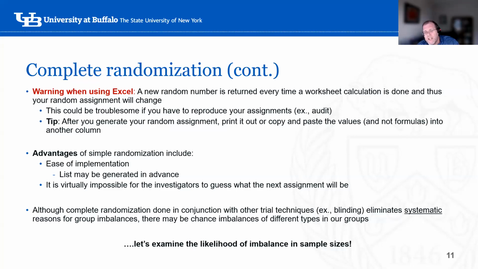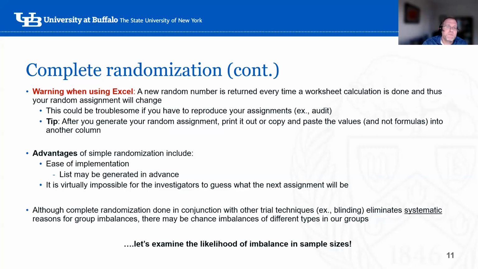Now, if it did change, with complete randomization, it's actually not that big of a deal from a scientific perspective. But if you get audited, that could be an issue. So if you're dealing with a mechanism where there could be an audit and they want to know exactly how you assigned subjects to your different treatment groups, well, if you open up your Excel workbook and it's a different list, that's a bit awkward. So you want to make sure that you document that randomization list. Just be careful with that.